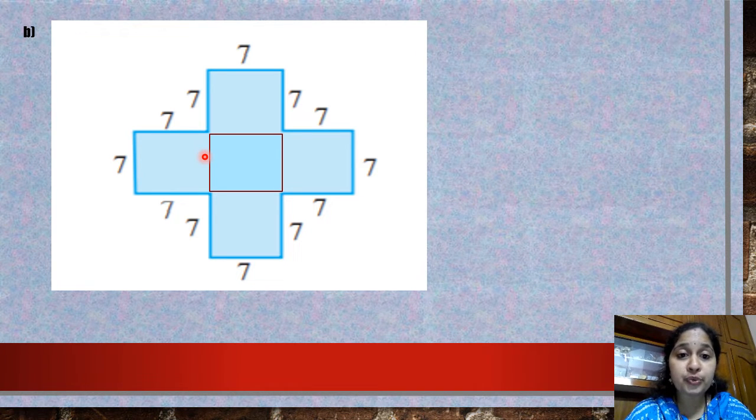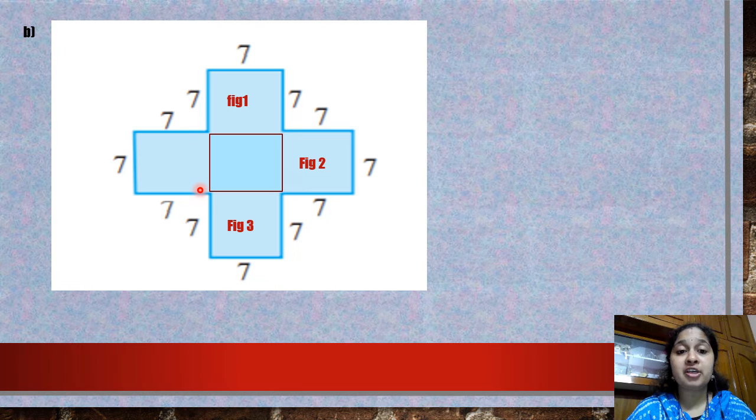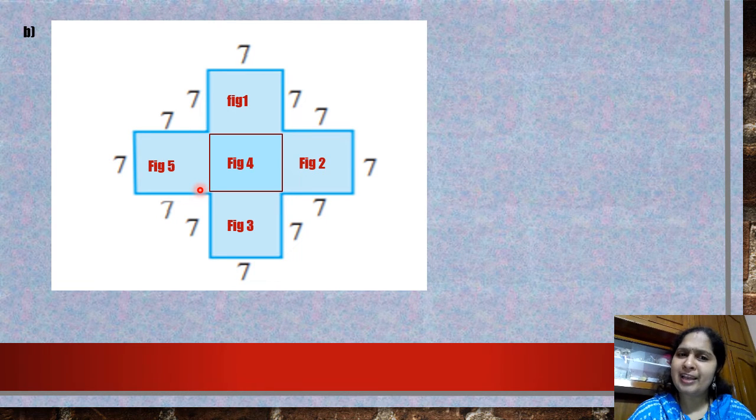So what do we know? That this is one part, this is the second part, this is the third part, fourth part and the fifth part. So we divided this whole figure into 5 parts. So what can you say? This is figure 1, figure 2, figure 3, figure 4 and figure 5. So can we find the area of these figures separately?